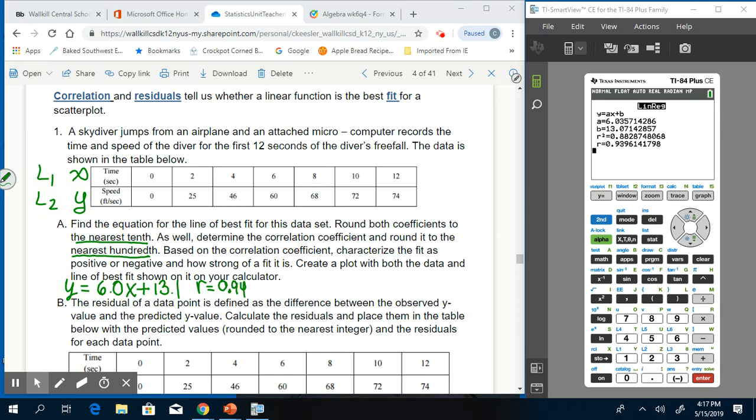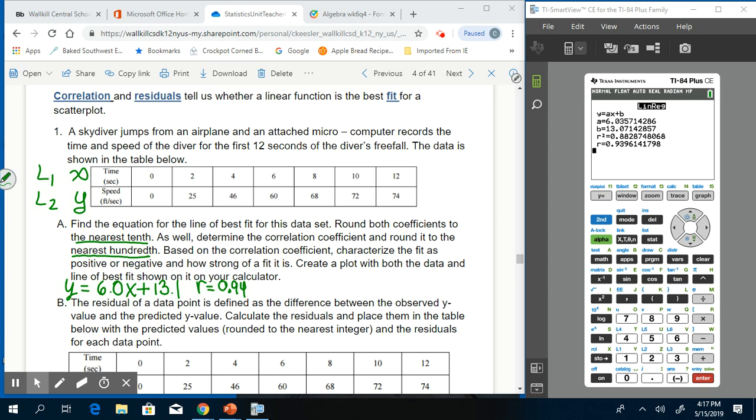So how can we characterize this? We can characterize this line as being a strong positive relationship. Strong because 0.94 is really close to 1, and positive because 0.94 is positive, and also because the slope is positive. So now we want to graph that and show that that all works.